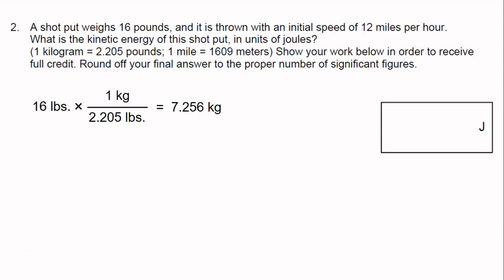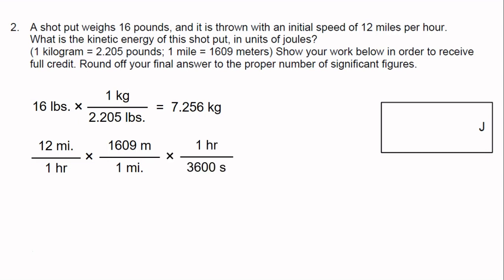Let's convert 12 miles per hour into meters per second. So miles to meters involves multiplying by 1,609. And then hours to seconds, we have to put hours on the top and seconds on the bottom. We'll divide by 3,600, so 60 times 60. If we do this math, we get 5.363 meters per second. Again, I'm not rounding off because I'm not at my final answer yet.